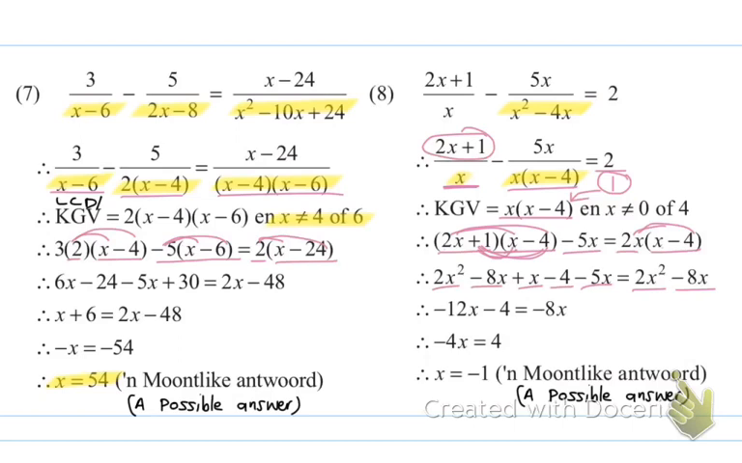Now I simplify a little bit. And in the end, I take all the x's to the one side, all the numbers to the other side. And I get x is equal to negative 1. That is a possible answer because my restrictions were that x is not equal to 0 or 4. So that is a possible answer.